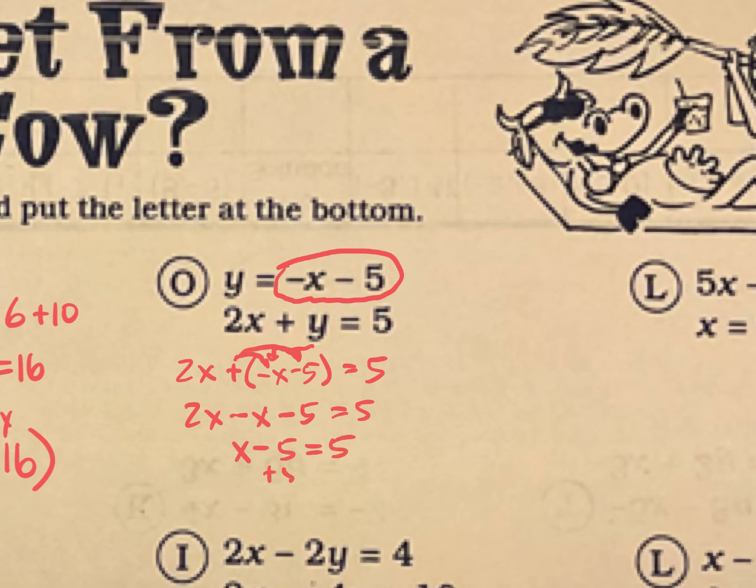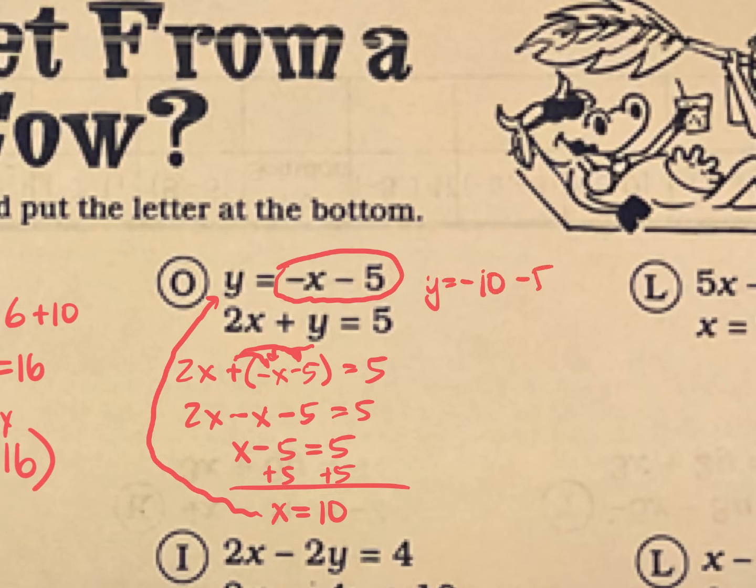I'm going to send that 5 over to the other side. X equals 10. All right, so I'm going to use this information and plug it back into here. Y equals negative 10 minus 5. Y equals negative 15. The answer is 10 for x, negative 15 for y.